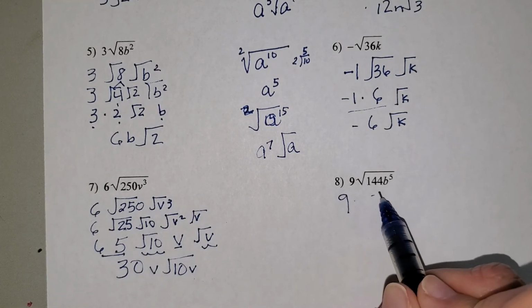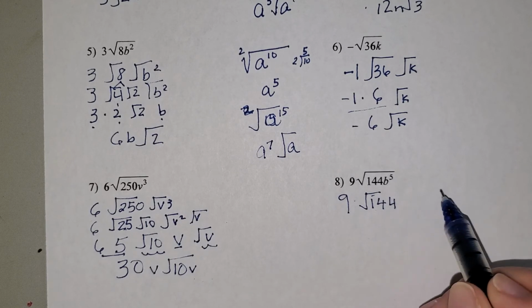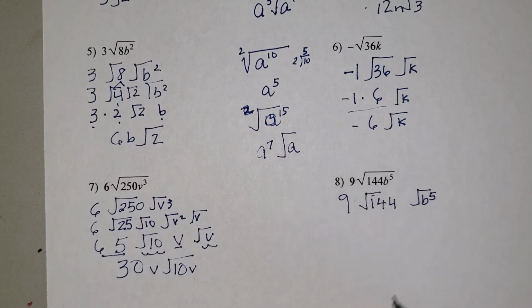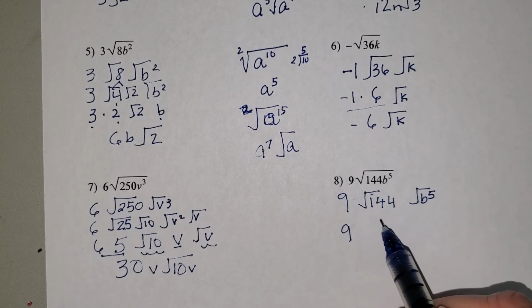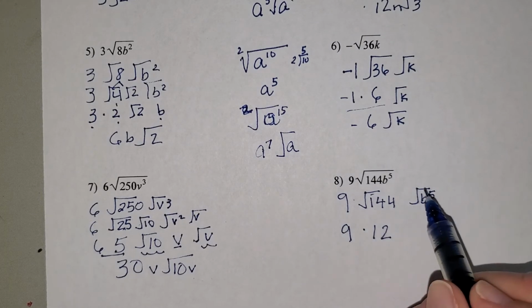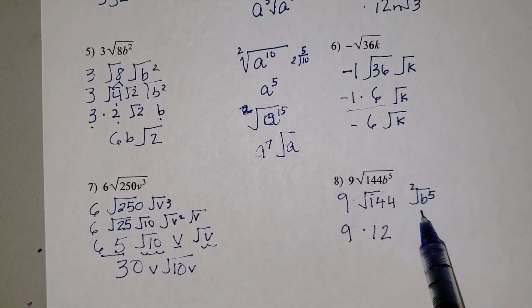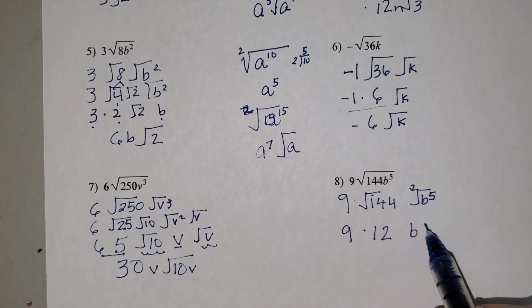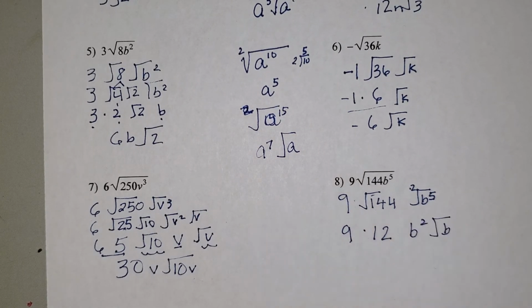We've got 9 already hanging out here, 144, and square root of b to the fifth. Okay. Square root of 144 is a perfect square, so that's 12. And let's do our little shortcut on this. All right, this is a square root. 2 goes into 5 twice with 1 left over. Multiply everything that's outside the radical signs. So 9 times 12, I think, is 108. B squared. What's left in the radical sign is just the b. Messy b, but a b.